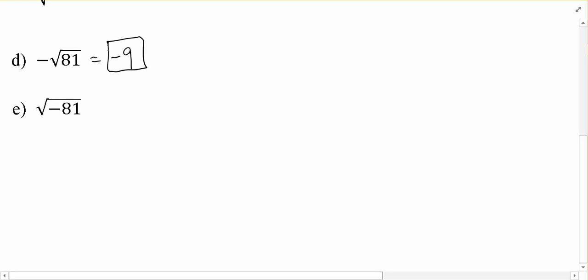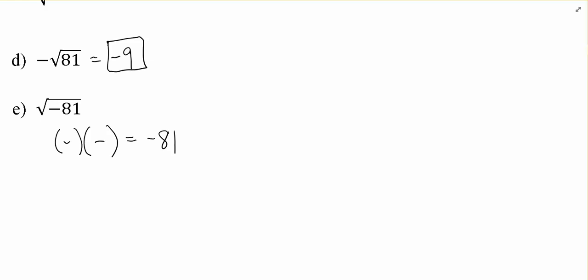Now, E, on the other hand, is asking a different question. This is saying, I need a number that when I multiply it by itself, the answer is -81. Well, if I were to multiply a positive and a positive together, the answer would be positive, so it can't be that. What if I multiplied a negative and a negative together? Well, the answer is also positive. So I can't multiply a number by itself to get a negative answer, at least not a real number.